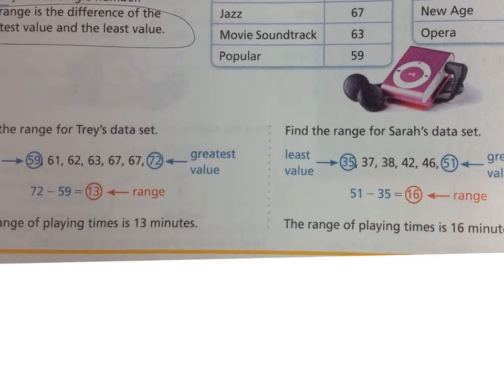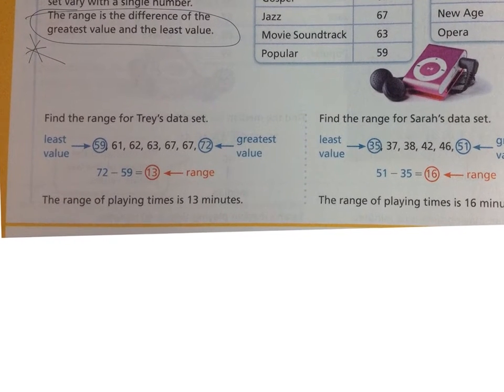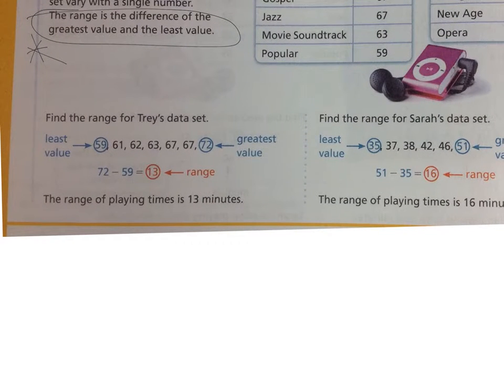Range kind of gives us an idea of how spread out things are. So you can see Sarah's times are a little bit more spread out than Trey's.